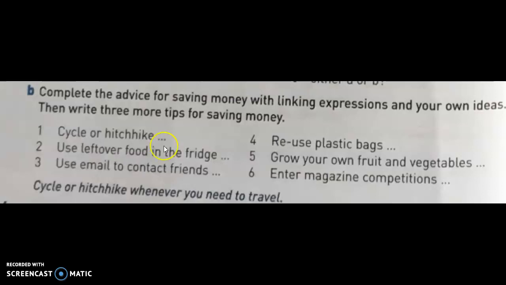So obviously do an example. Number 1, cycle or hitchhike. So they need a linking expression and an idea. So see what they can come up with. Give them 2 minutes and see if they can come up with any ideas, and quick peer check together and get some feedback to see the kinds of things that they're going to make that sentence into. So for example, they could say cycle or hitchhike instead of driving your car.